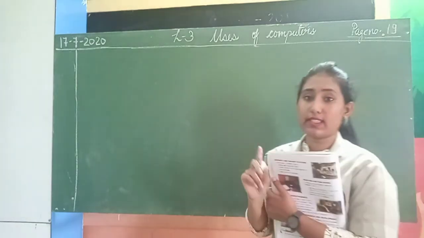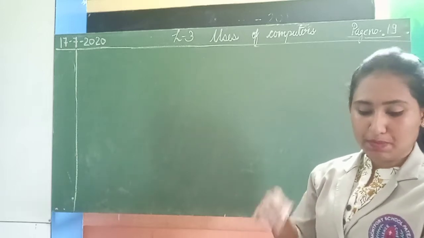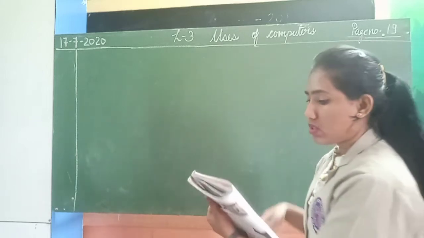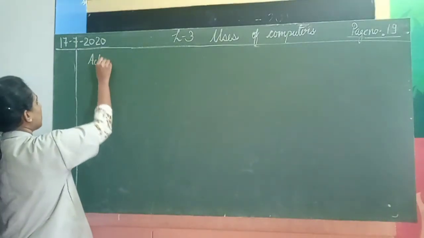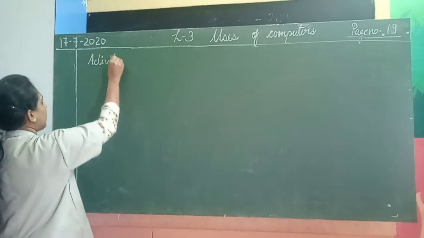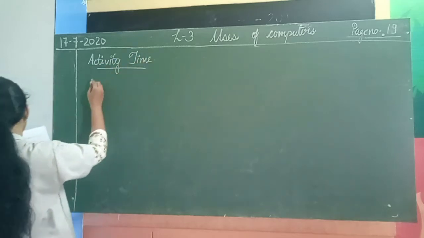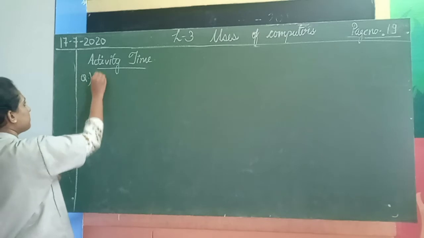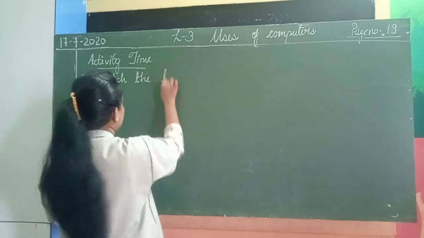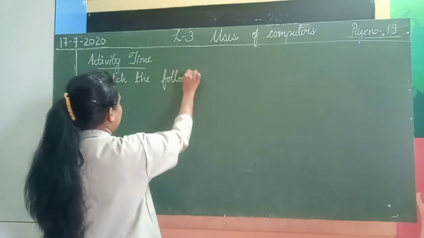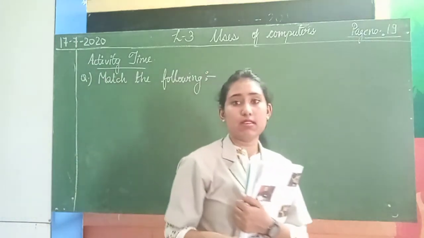See, on page number 19 there is one topic given, activity time. We'll do that first and then we'll move on to the exercise. Okay, so see, in this activity time, what is it? Activity time, right? In this you have got the first question, match the following. Okay, so the first question in your activity time is match the following.